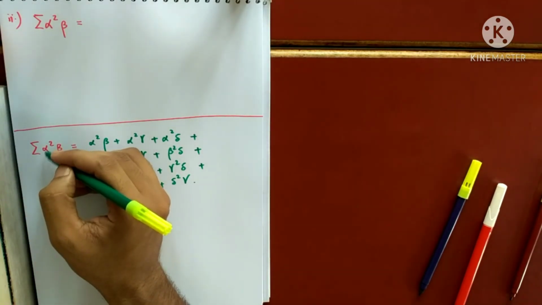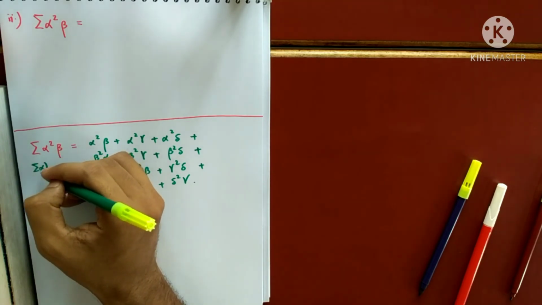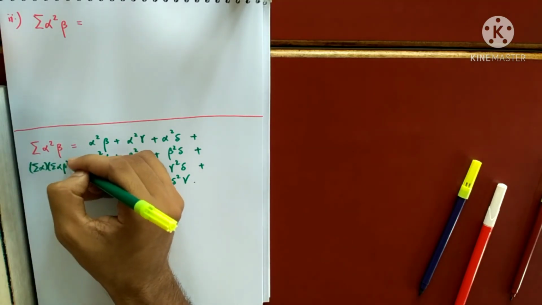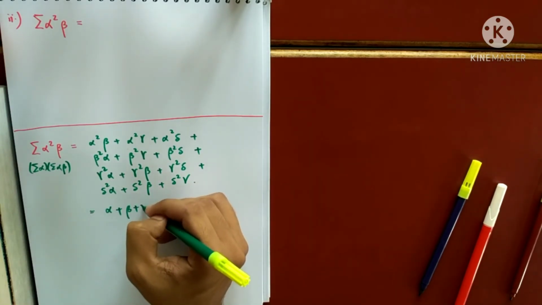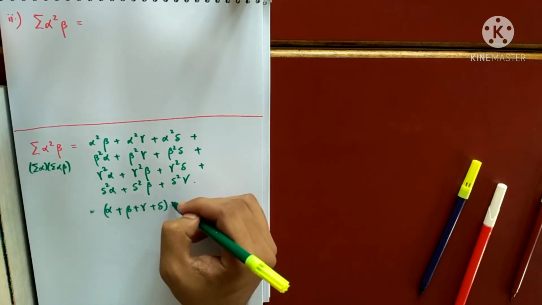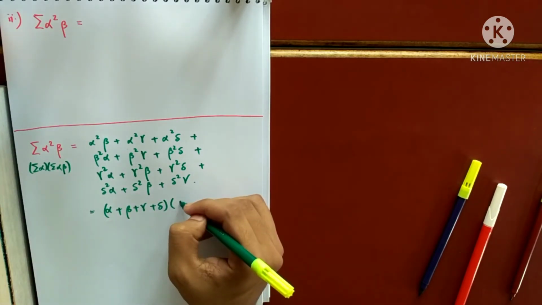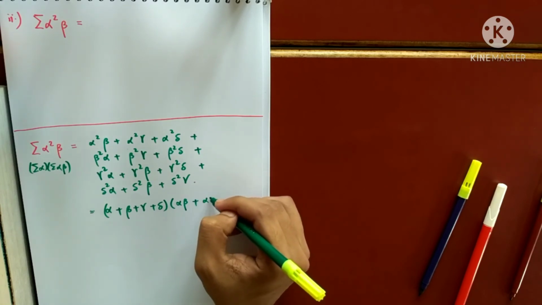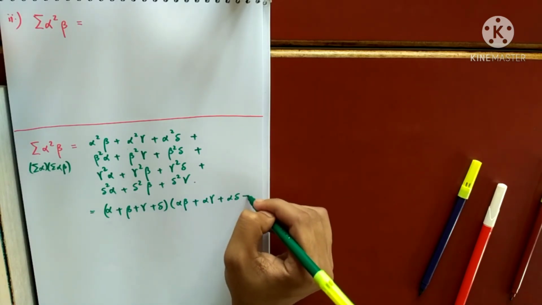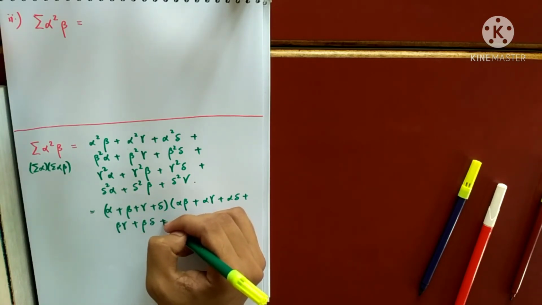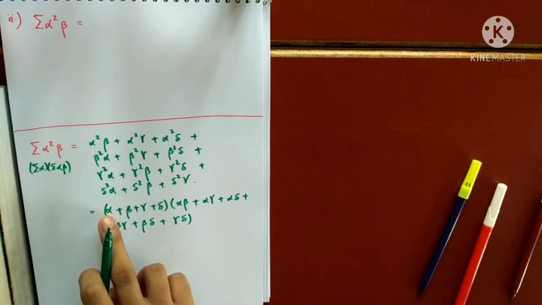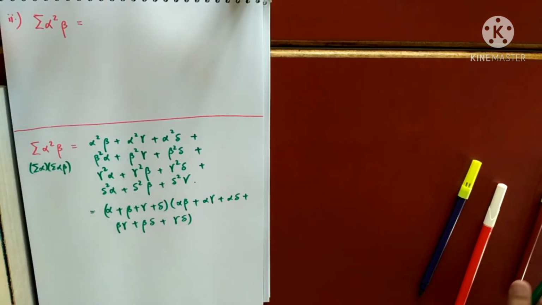Now, a hint I have given you: this can always start like this, summation alpha with summation alpha beta. So I'll write this as alpha plus beta plus gamma plus delta multiplied with the 6 terms: alpha beta, alpha gamma, alpha delta, beta gamma, beta delta, and gamma delta. So this is summation alpha with summation alpha beta. Let's see how many terms are extra.